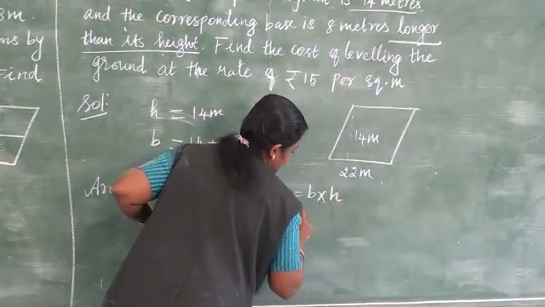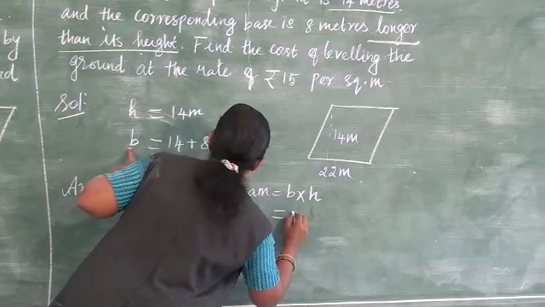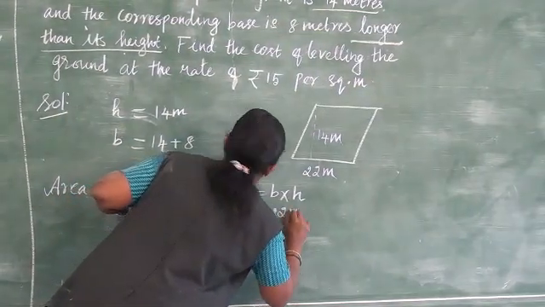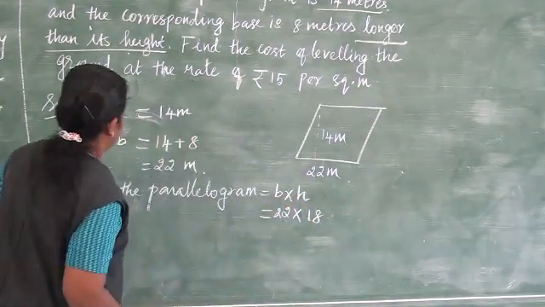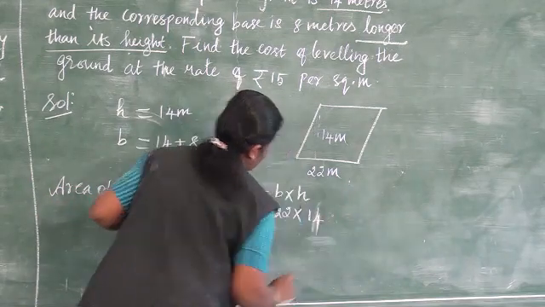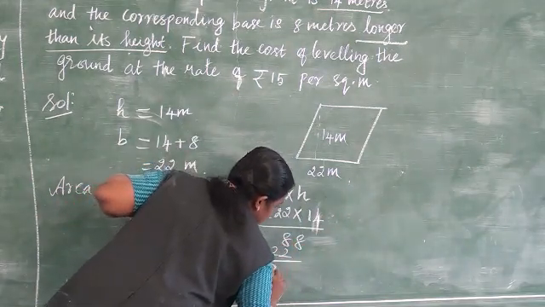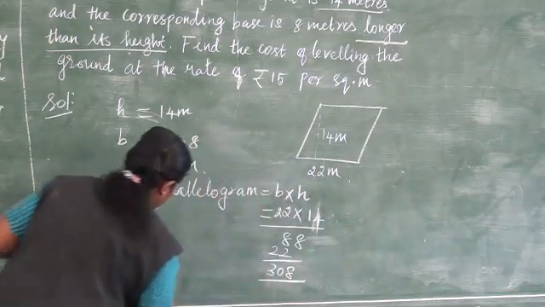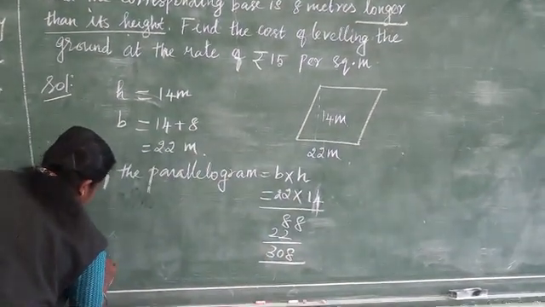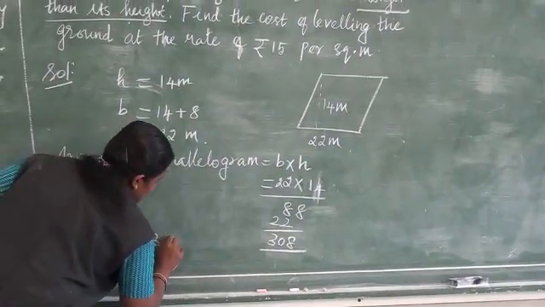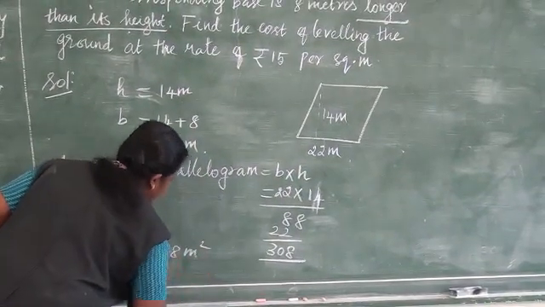base into height. What is the base? 22. Height is 14 meter. So, multiply. 2 4s are 8. 308. So, area equal to 308 meter square.